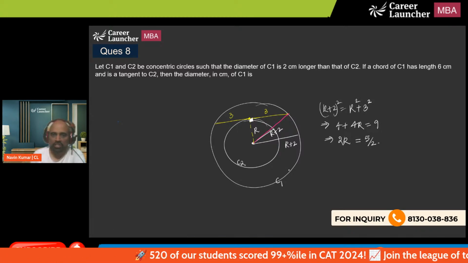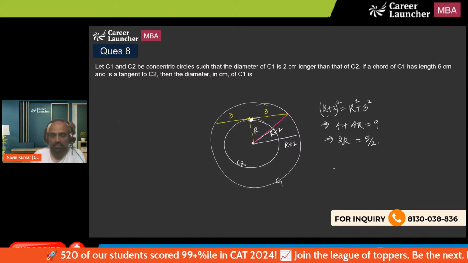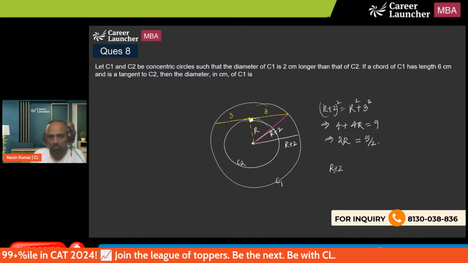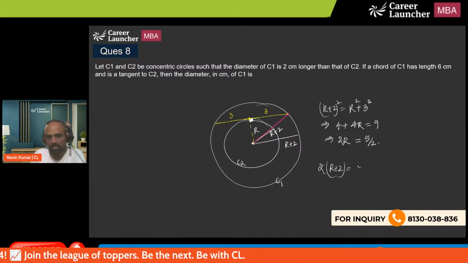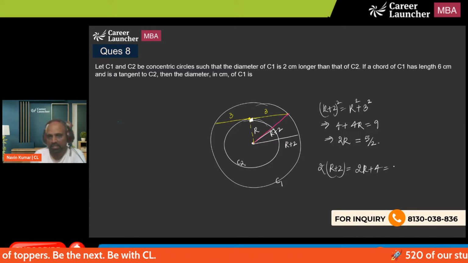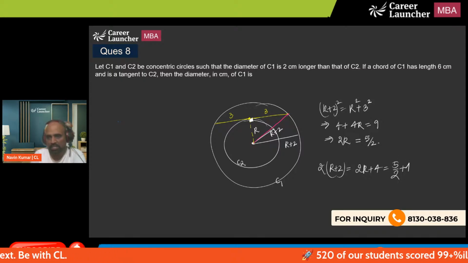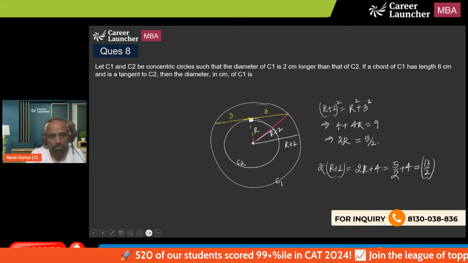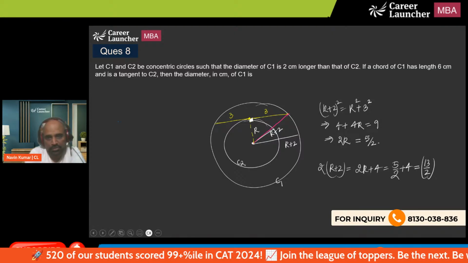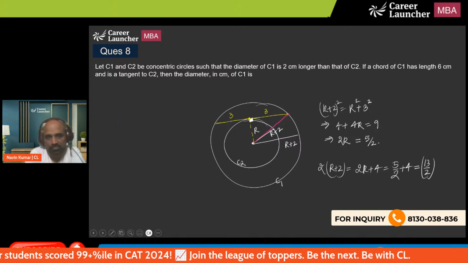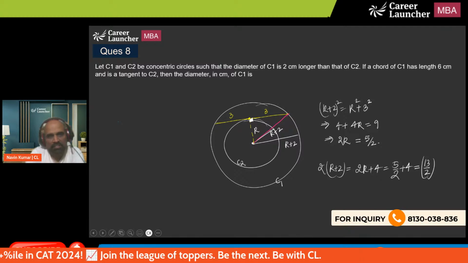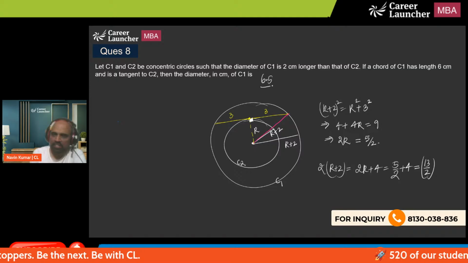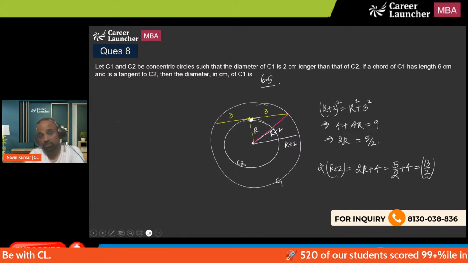Fine. So the diameter of C1 is going to be R plus 2 ka double, which is going to be 2R plus 4. 2R ki value we already know is 5 by 2 plus 4. This is 8 plus 5, 13 by 2. So this should be the diameter of this. Fine. Normally in theta, we do not expect a decimal value, but you never know.